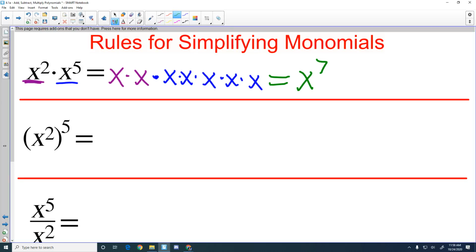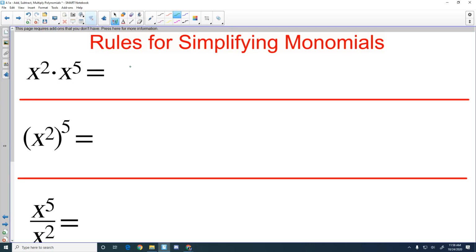Awesome. Okay, but there's got to be an easier way to do that than writing them all out. And yes, there is. Whenever you are multiplying the same base multiple times, to combine their exponents, you simply add them up. So x to the 2 plus 5 just equals x to the 7th.